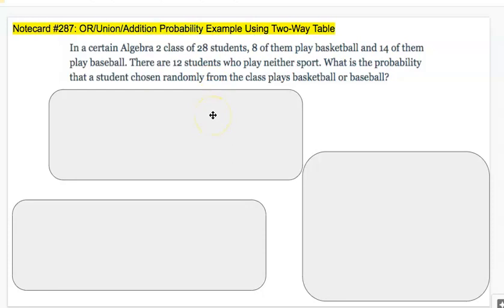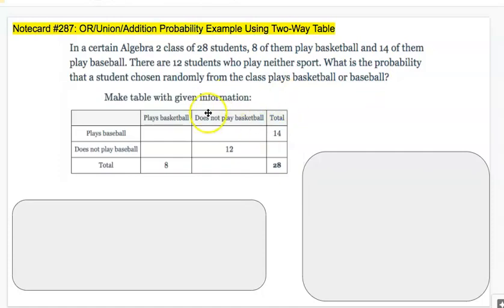This is an or, so it's a union, it's addition rule. So we can't simply just do 8 out of 28 plus 14 out of 28 because we don't know how many of those are common. So what you've got to do first is make a table with the information given. So we've got students who play basketball, students who play baseball, and then of course there'll be students who don't play baseball, some that don't play basketball, and some don't play either. And we know there's 28 students.